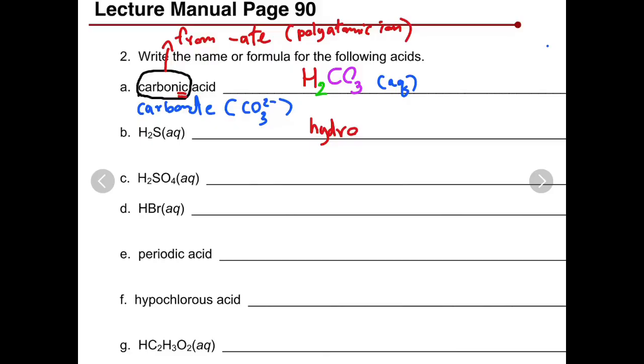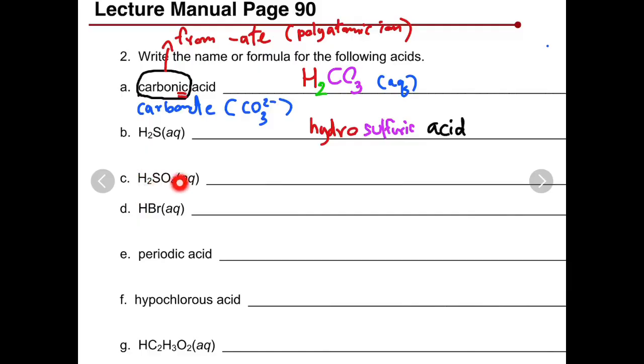Okay, so we're going to end this with acid. All right, so what is this one then? That means we're going to have to find the second element. The second element, we are always going to end with ic, right? So it's going to be sulfuric in this case. So that means it's going to be hydrosulfuric acid.